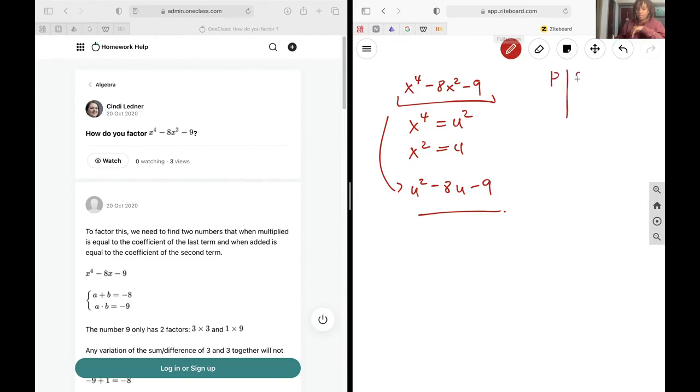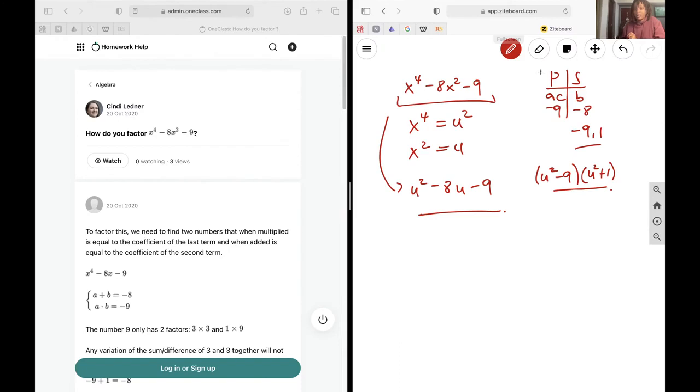So first, product sum just states that for the expression au squared plus bu plus c, I would like the sum to equal b and the product to equal ac. In my case, ac is going to be negative 9 and b is going to be negative 8. So what two numbers can I add to get negative 8 and multiply to get negative 9? Those two numbers are going to be negative 9 and 1. And so my solutions to this will be u minus 9 and u plus 1.